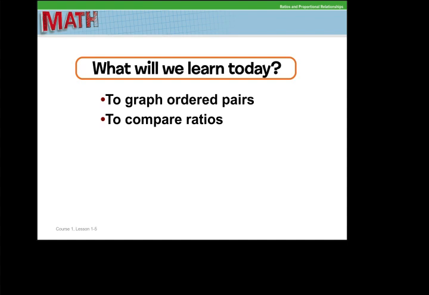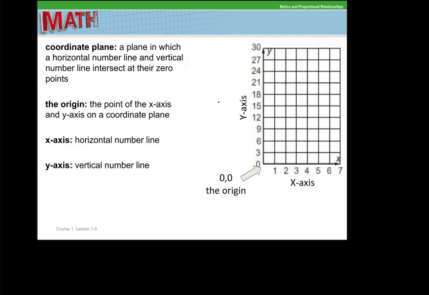We are on lesson 5 of chapter 1. Today we're going to be learning how to graph ordered pairs and compare ratios. So the first thing that I want to do is talk about some vocab.